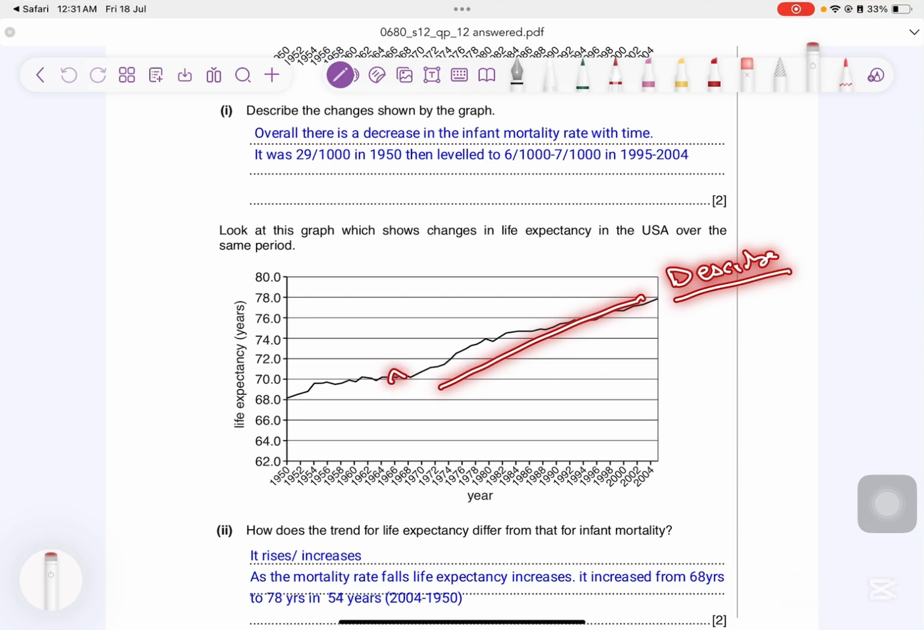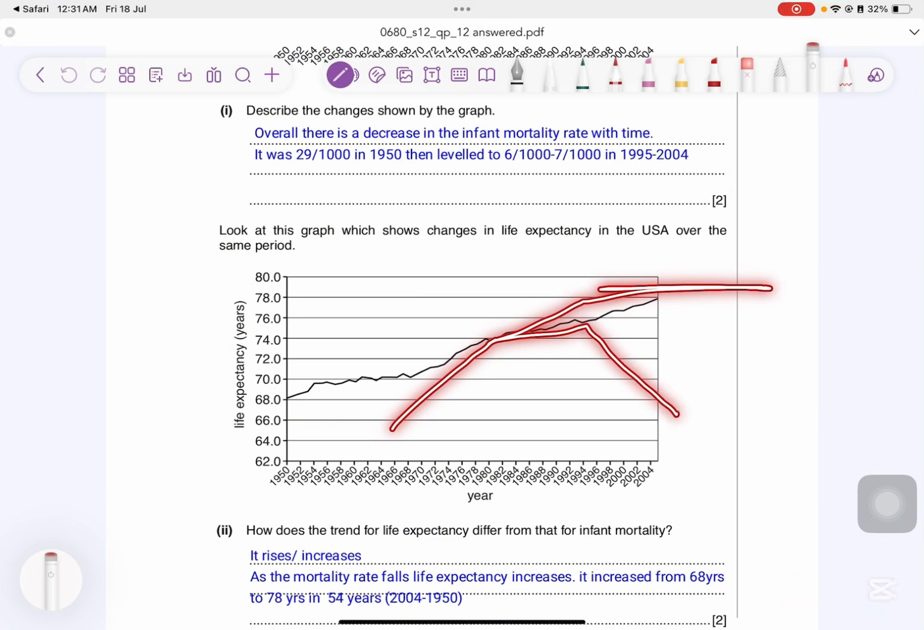We see little fluctuations here and there. That's unnoticeable, so we're going to say there's an overall increase. We can say if it leveled off, then we're going to say there's a level off. If it increased and then leveled off and then decreased, we're going to mention that. So it's just something you're seeing. You're describing what you're seeing.